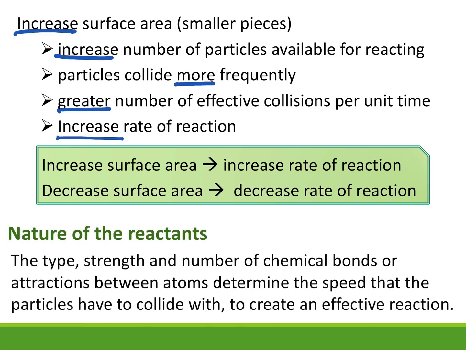What about nature of reactants? Well, nothing we can do about that. The type, the strength, the number of chemical bonds, or the attraction between atoms determine the speed of the reaction that particles have to collide with and to create an effective collision. We have no control over that, okay? I cannot change the nature of the reactants. They are what they are, okay?